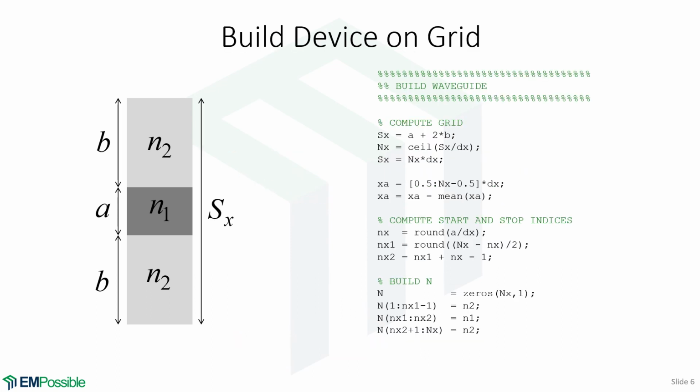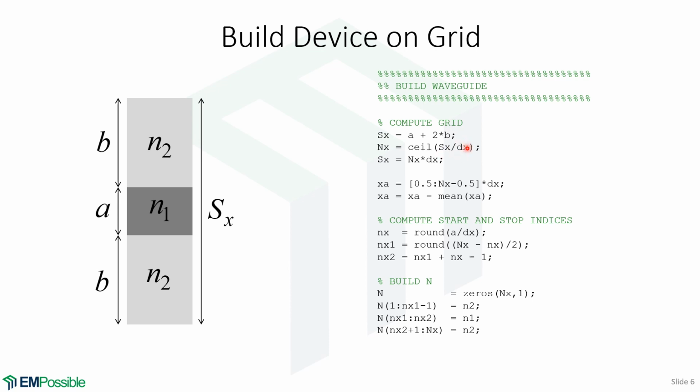Next step is building the device on our grid. So the first thing I like to do is calculate the physical size of the grid. And so that will be the size of our core plus 2 times b, right? Because we have a spacer region above the core and a spacer region below. So that's the physical size of the grid. Then I like to calculate how many cells wide or tall this grid will be. And that's the physical size of the grid divided by the cell spacing that we calculated in the dashboard.